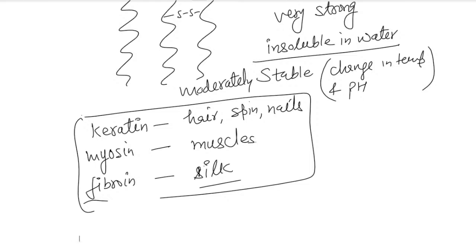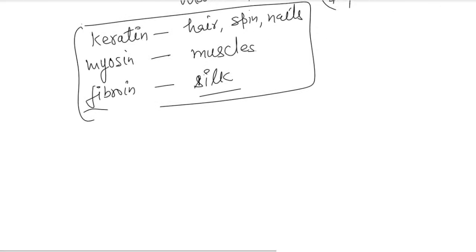fibrous protein. So fibrous proteins are, first of all, stabilized by hydrogen bonding and disulfide linkage. Intermolecular forces are strong, and they are insoluble in water. They are moderately stable on changing of temperature and pH. Right?